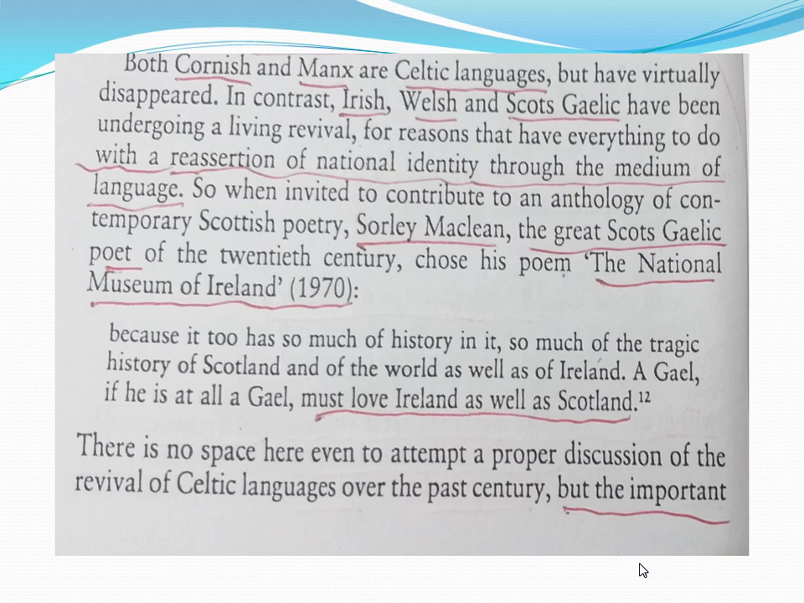Both Cornish and Manx are Celtic languages. Among all these countries, nowadays all use the English language. But apart from English, they have their original or primitive language. Languages of that sort, Cornish and Manx, are Celtic languages but have virtually disappeared. In contrast, Irish, Welsh, Scots Gaelic.